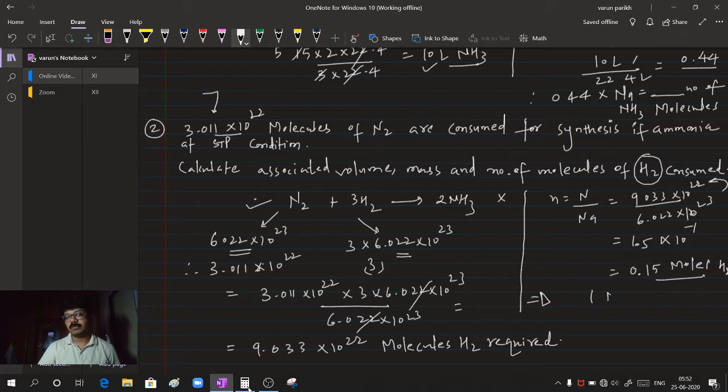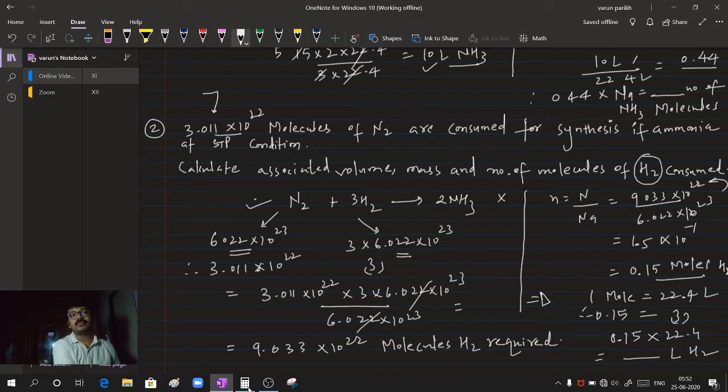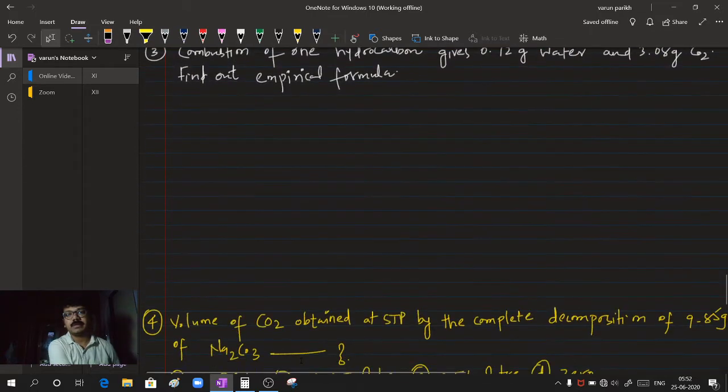So 1 mole is equal to 22.4 liters, and that's why 0.15 moles is equal to how much? So 0.15 multiplied by 22.4. So that will be the answer in liters. That is the volume of H2. Let's go for the third one.